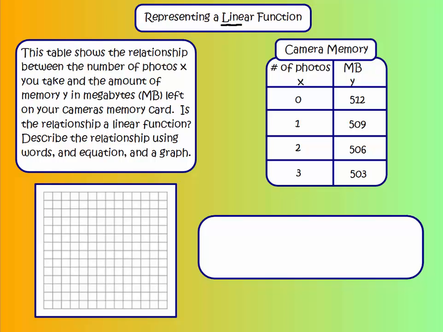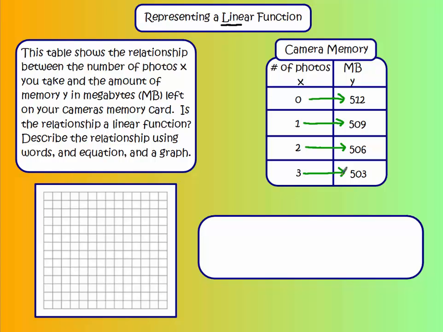If I put 0 in, I get 512. If I put 1 in, I get 509. If I put 2 in, I get 506. If I put 3 in, I get 503. So everything that's in the domain, my x values, is matching up to exactly one thing in the range, my y values. Therefore, this is definitely a function. So we're good so far with this thing being a function.